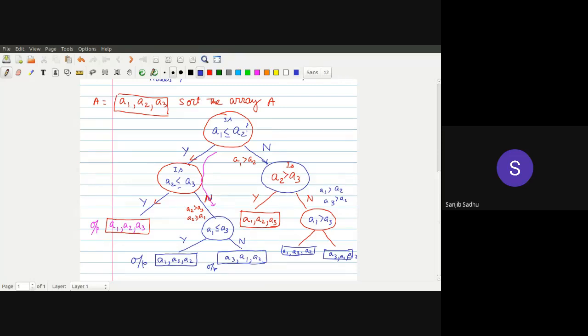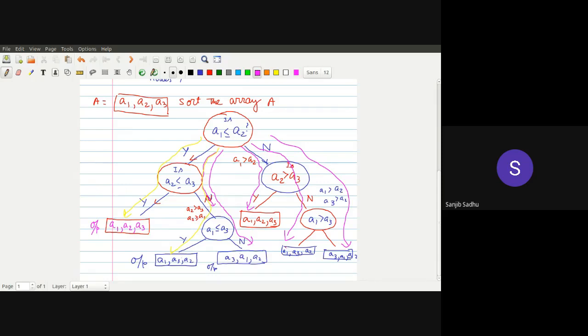If you sort the items in this, then depending on the input, either you will follow this path and you will get this, or you may follow this path and you will get this thing, or you may follow this path and you are getting this. Similarly, depending on the numbers, you may follow this path, or this path, or this path to get the output. So all these are the outputs.